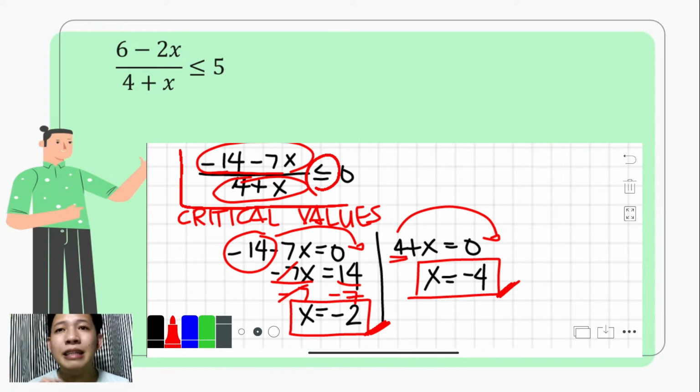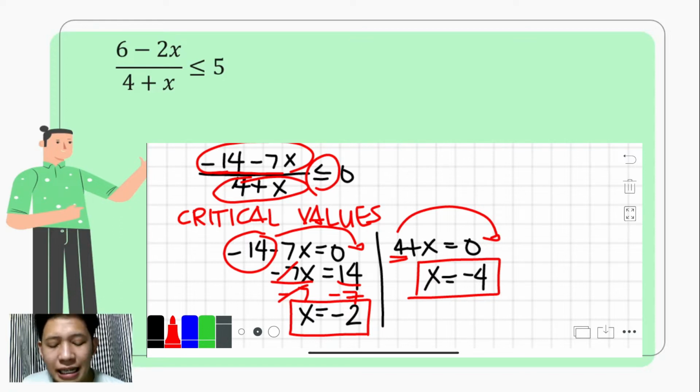Okay? So here is a technique. Aside from substituting these values, which would really take time, to know which one becomes undefined, we just take the critical value that came from the denominator.